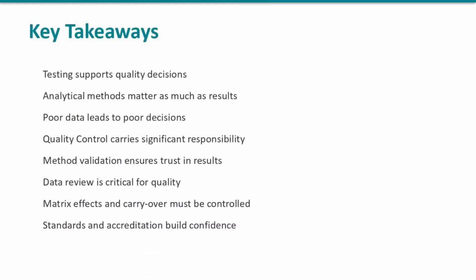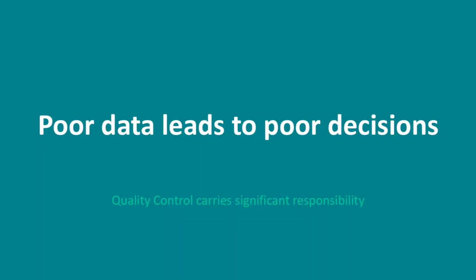The key message of this lecture is simple. Testing supports quality decisions. Analytical methods are just as important as the results they generate. Poor data leads to poor decisions. Therefore, quality control carries significant responsibility within the GMP system.